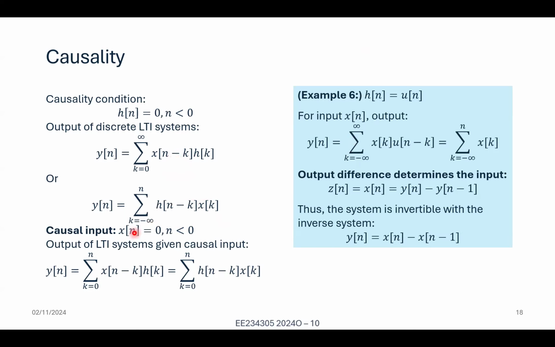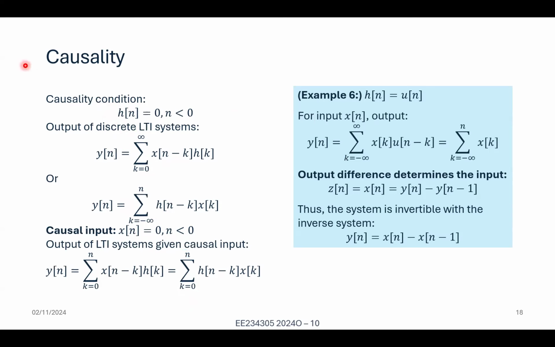So if we have the causal input, we further have this n 0. So if the input is causal and the system is causal, we can change this minus infinity to infinity, minus infinity to infinity, that becomes 0 to n. So this is h n minus k times x k. And that's the definition of the output is. Okay.